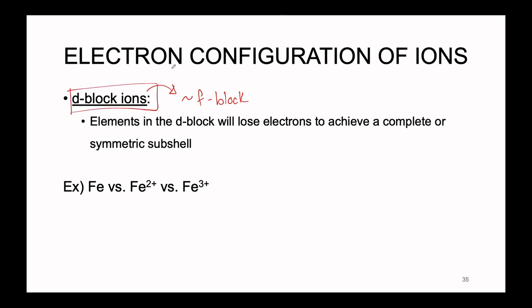The elements that are the transition metals. Elements in the D block will lose electrons to either achieve a complete or symmetric subshell. So we're not just looking at completing an octet here. We are looking to achieve symmetry. Either that or a completely full subshell.